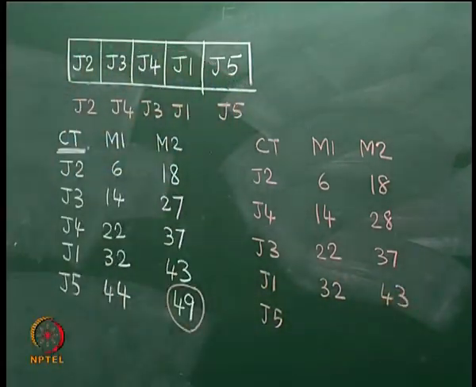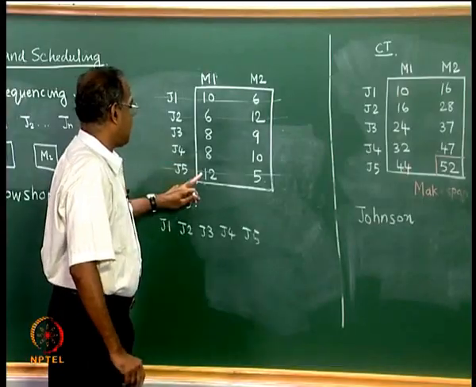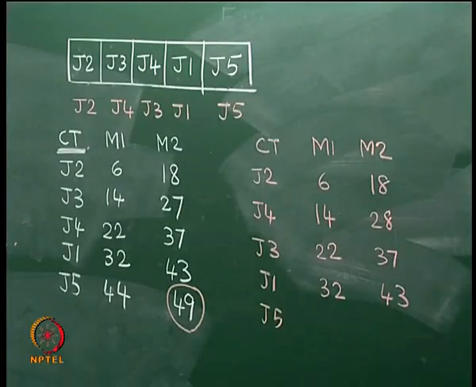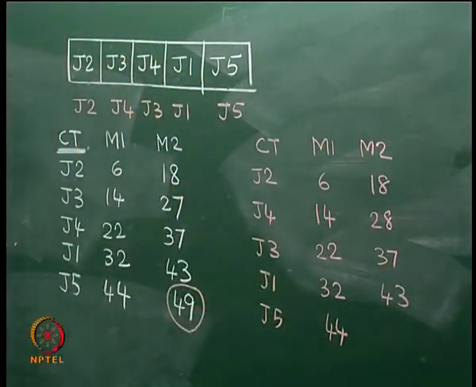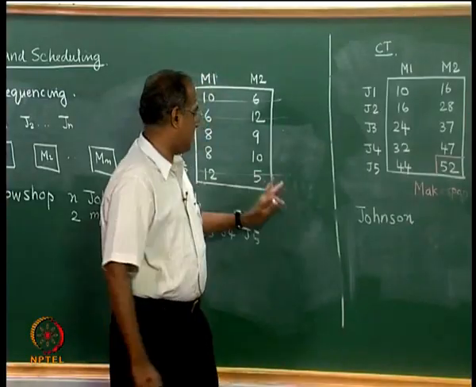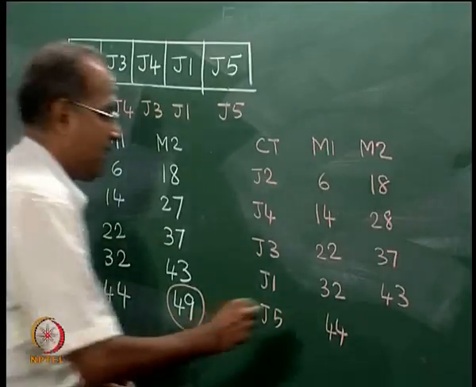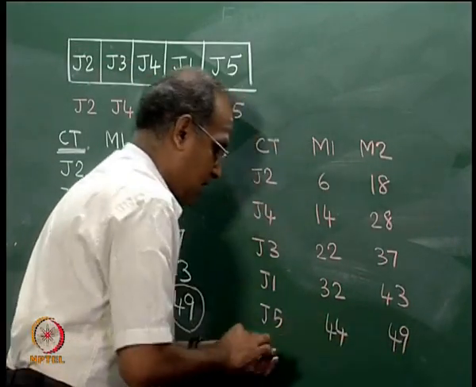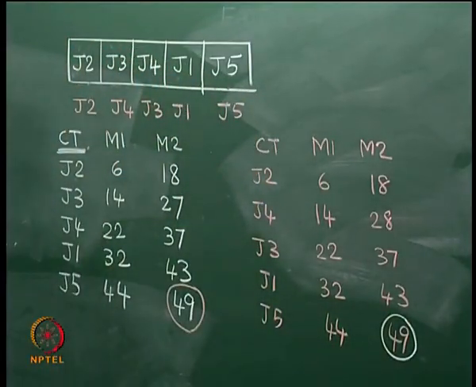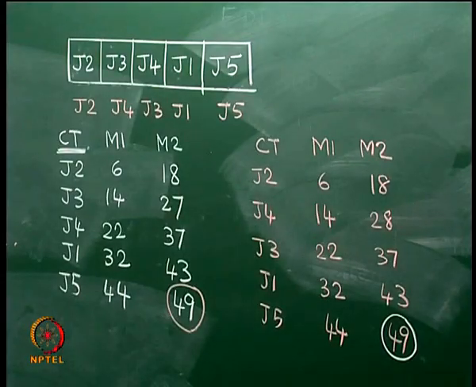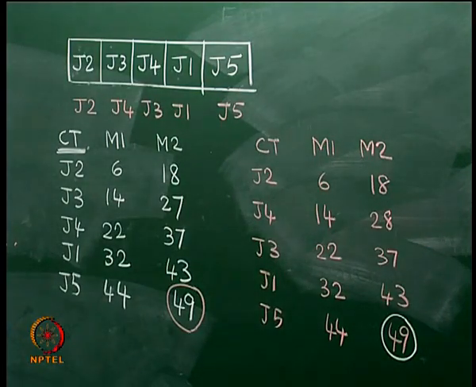Now, J5 goes to M1 at time equal to 32, takes 12 more units, finishes at 44. Now, M2 is waiting, so it goes to M2 at 44, takes another 5 units of time and finishes at 49. So, this sequence also gives us the make span of 49. So, with Johnson's sequences, because of ties, if we have more than one sequence, all the sequences are optimal and all of them give the same amount of make span.